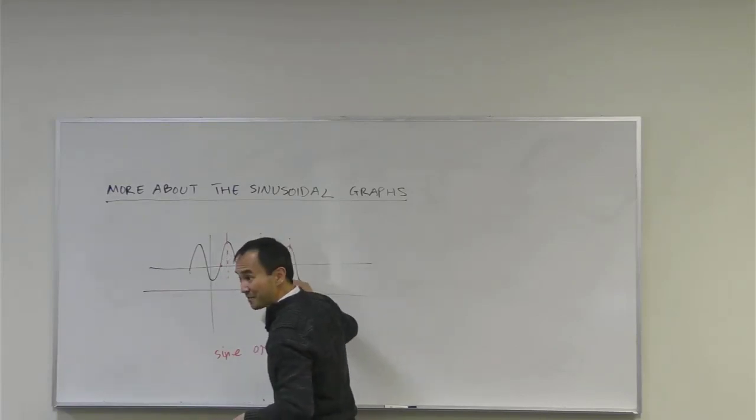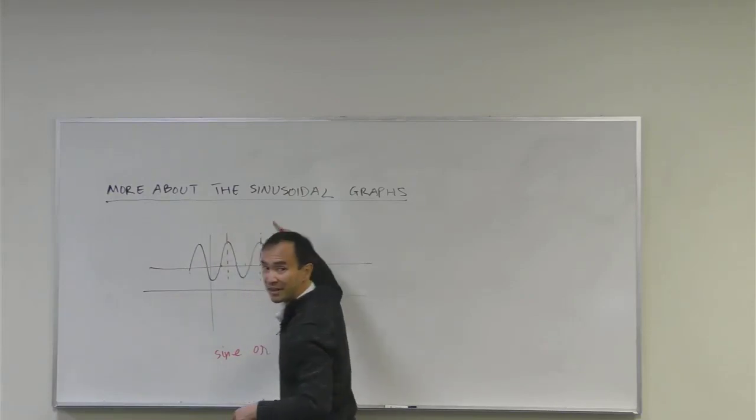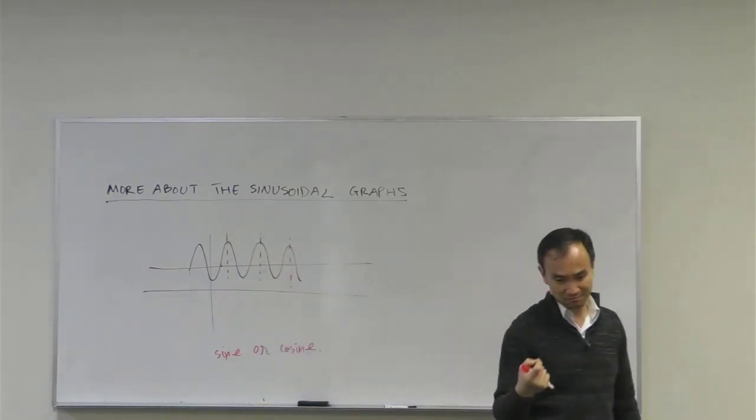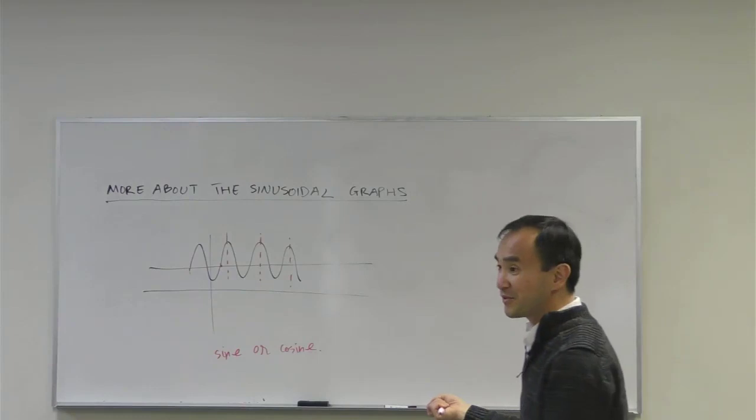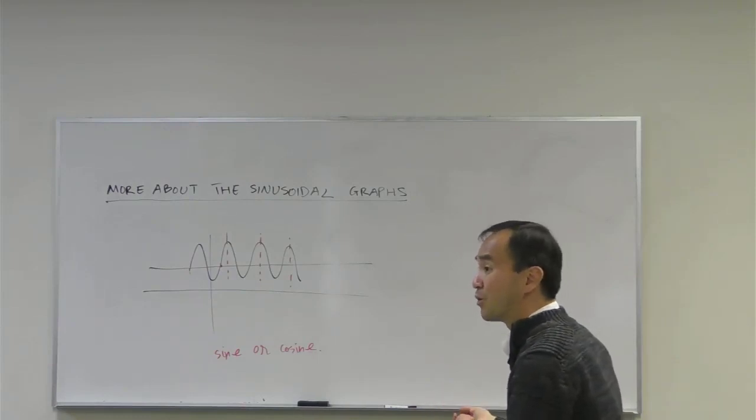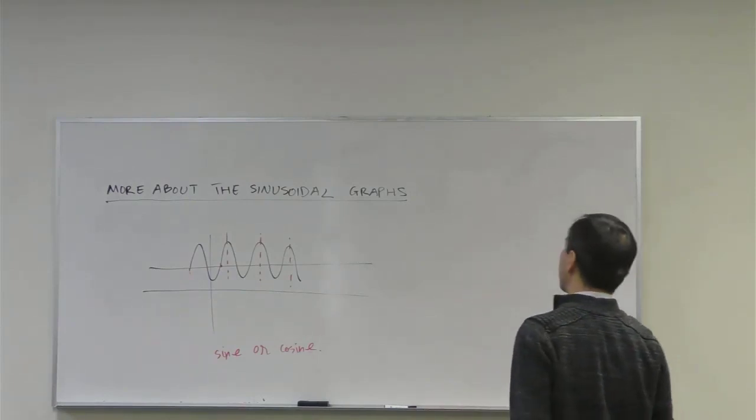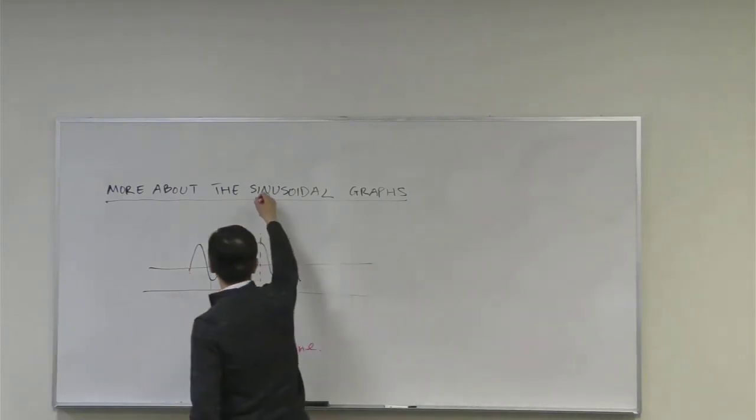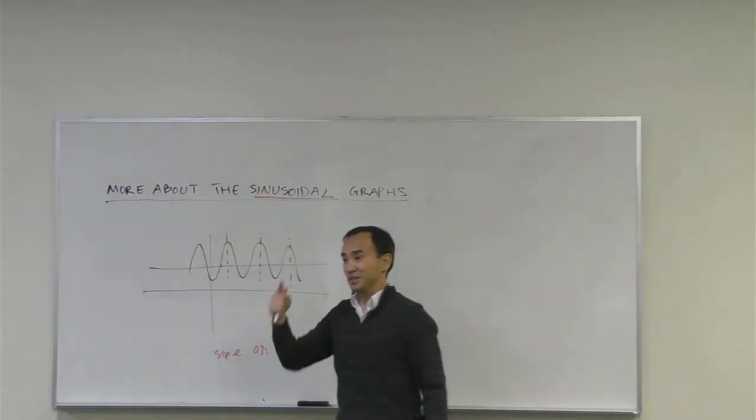See what I mean? That's why the same sinusoidal graph right here can be seen as a cosine function or as a sine function. It all depends on how we want to see it. That's why the graph in general is regarded as a sinusoidal graph. Sounds good? It's waving up and down.